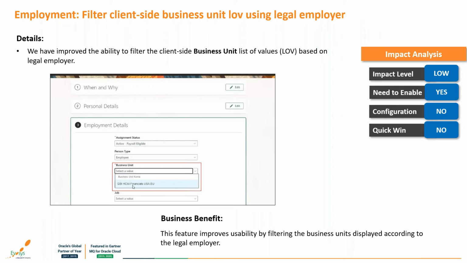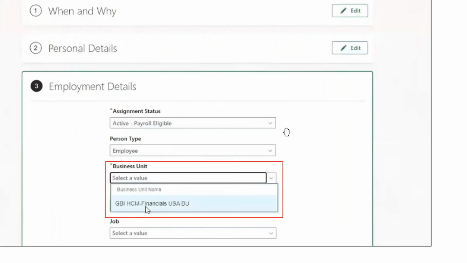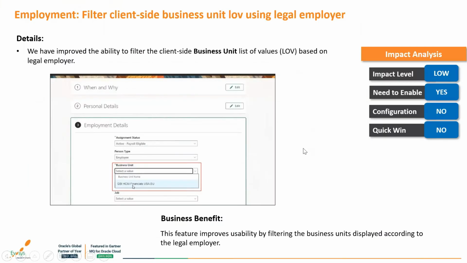Filter client-side business unit LOV using legal employer. Say, for example, if an employee's employment details are there and they have to see that he is on a client-side location and he is somewhere out there, then based on that they can select which business unit the employee is in as of now, or where he is working for now. This gives more user filtering, with the business unit displayed according to the legal employer. Based on the legal employer, they can go ahead and see where these employees are or which business unit they are working in.